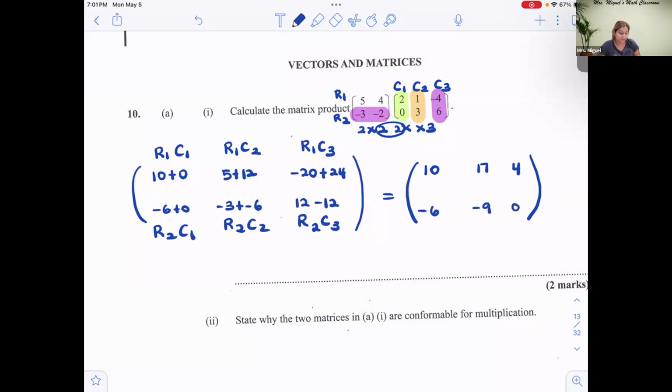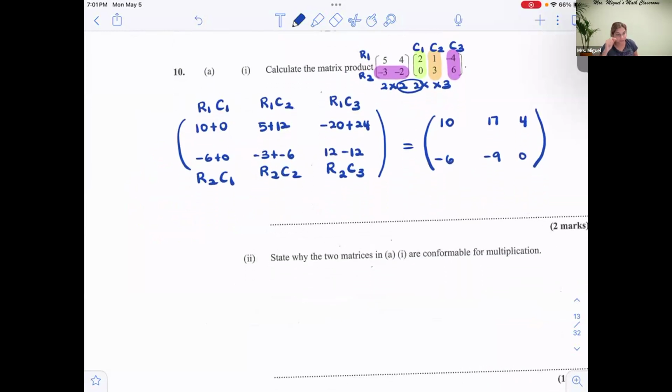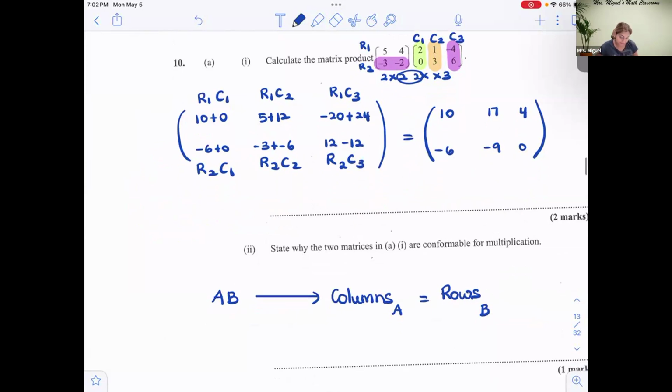Right? State why 2 matrices are conformable for multiplication. So for AB to be conformable, the number of columns of matrix A must be equal to the number of rows of the second. So we could say 2 matrices are conformable if the number of columns of the first is equal to the number of rows of the second, anything like that.